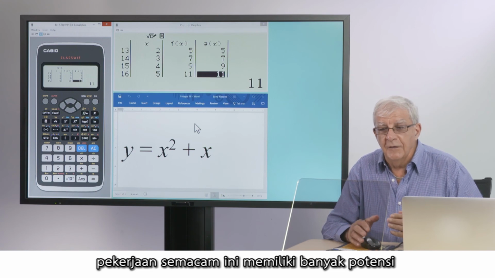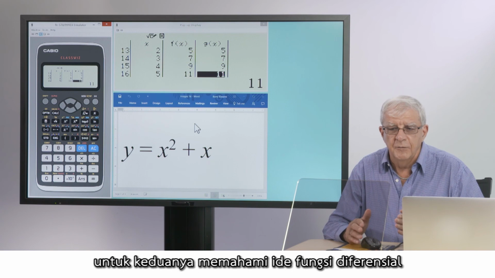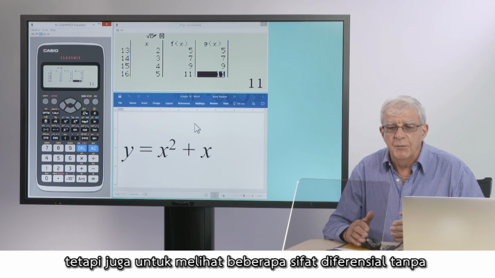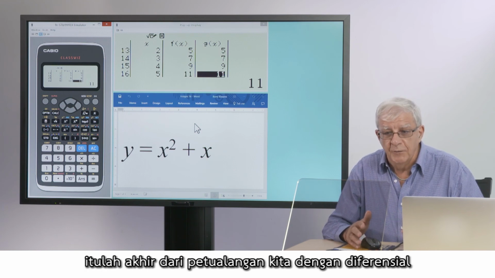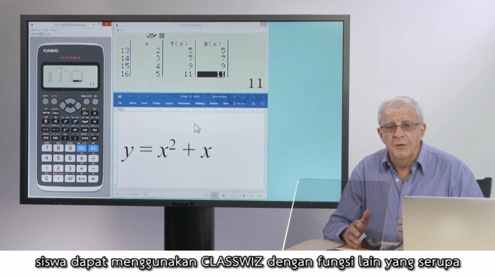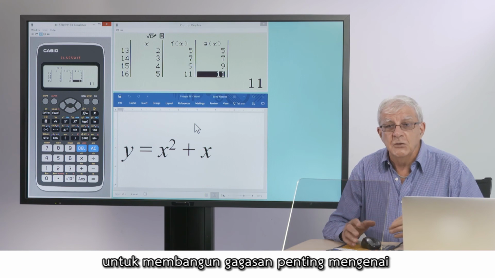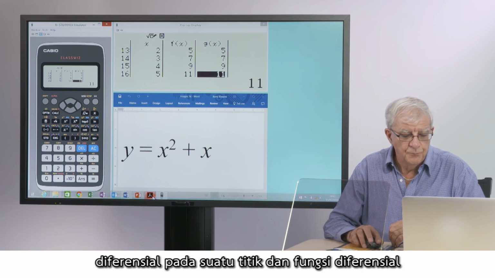Work of this kind has a lot of potential to both make sense of the idea of a derivative function, but also to see some of the properties of derivatives without an excessive focus on algebraic rules. That's the end of our adventures with derivatives. Students can use ClassWiz with other functions in similar ways to build the essential ideas of a derivative at a point and a derivative function.